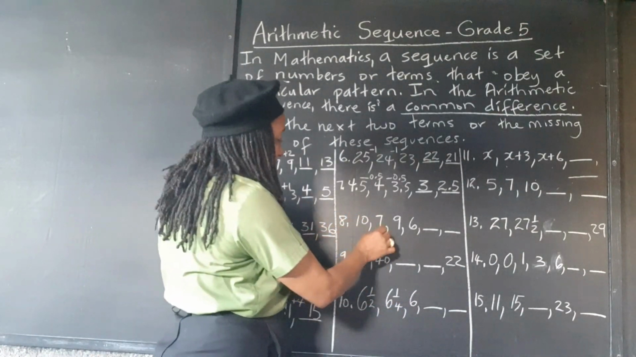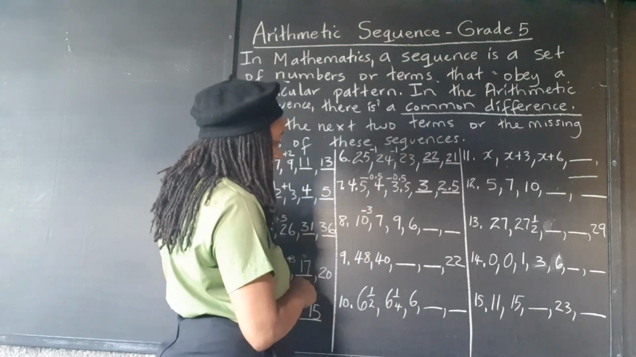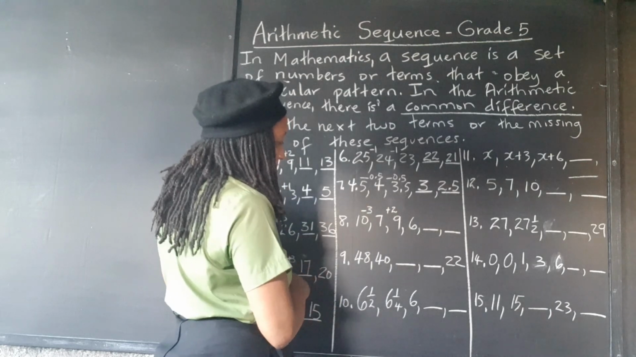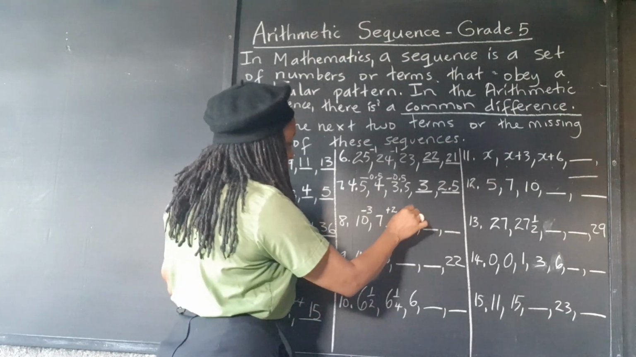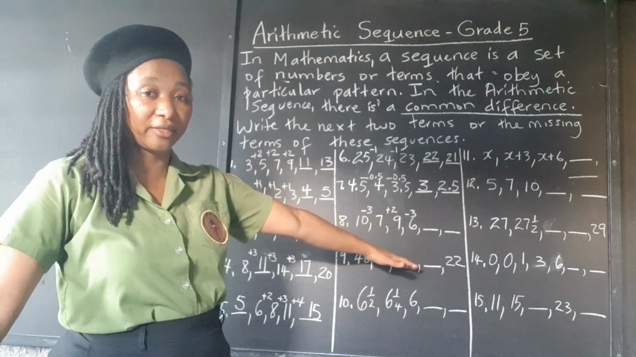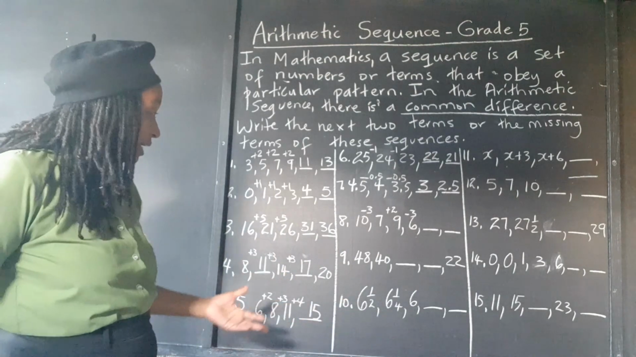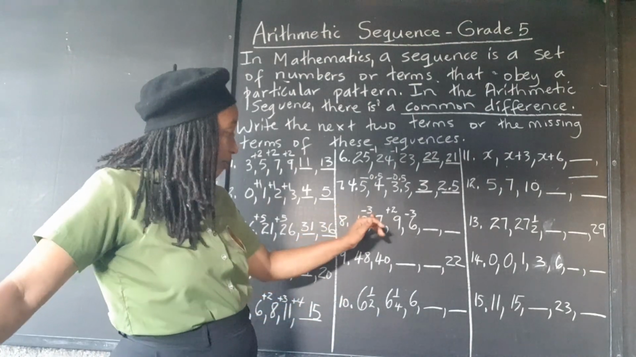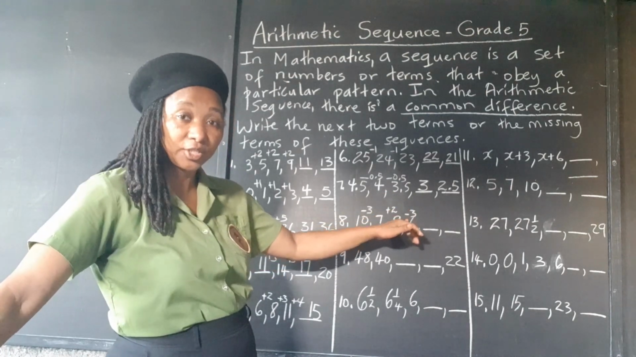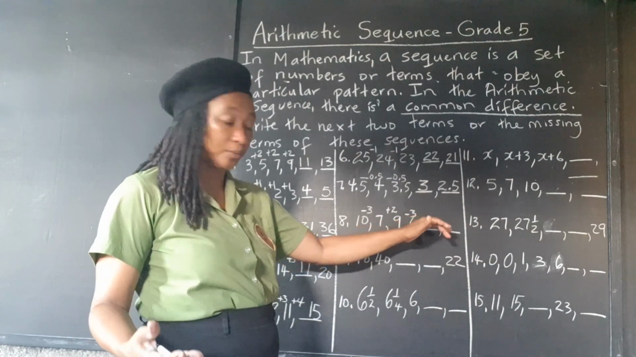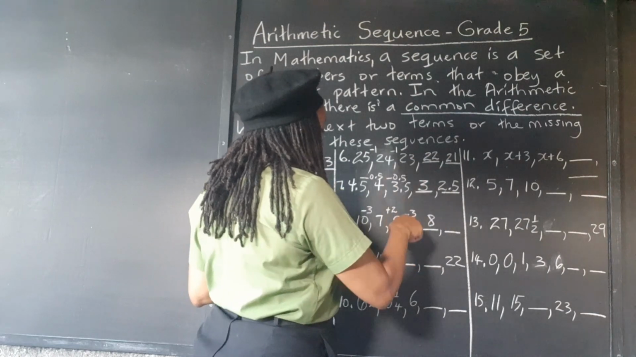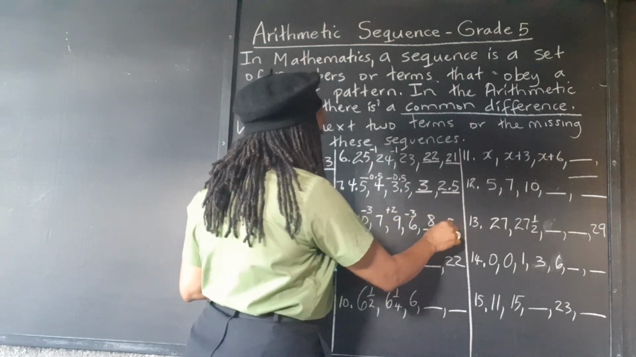So 10 to 7, we take away 3. 7 to 9, we add 2. 9 to 6, we take away 3. So this is all we have to work with. So we can assume then that for each term they take away 3 and for the next term they add 2 and then they take away 3. So now we're supposed to add 2. So 6 plus 2 would give 8, and now we have to take away 3 from the 8 and that would give 5.